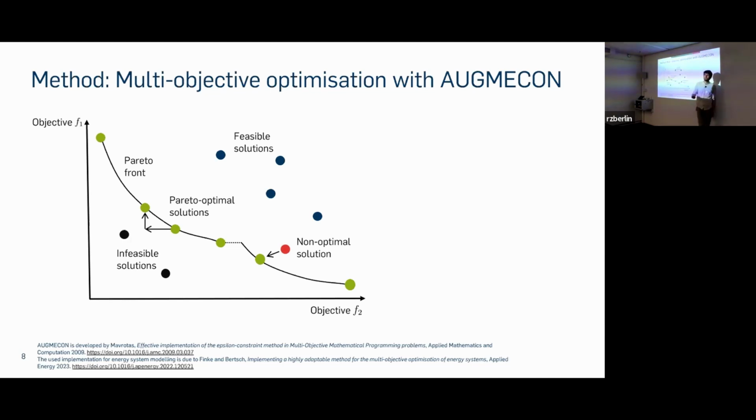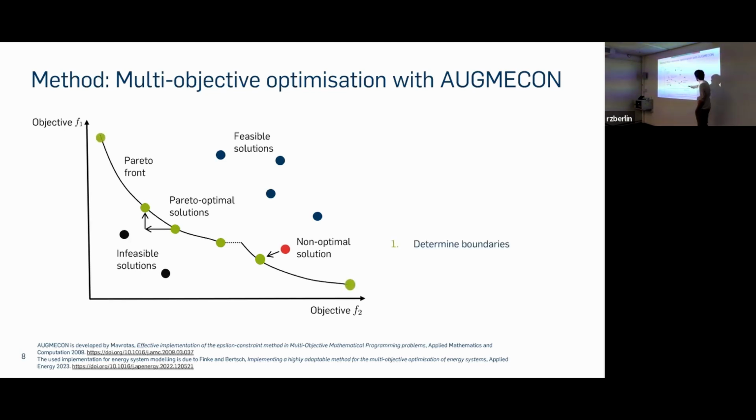at the same time. In contrast, this red dot we see here is not optimal because we can still improve both objectives at the same time. The aim of a multi-objective optimization method would be to obtain such a Pareto front. And there are various methods to do that. I decided to use the so-called augmented epsilon constraint method, which works in the following way.